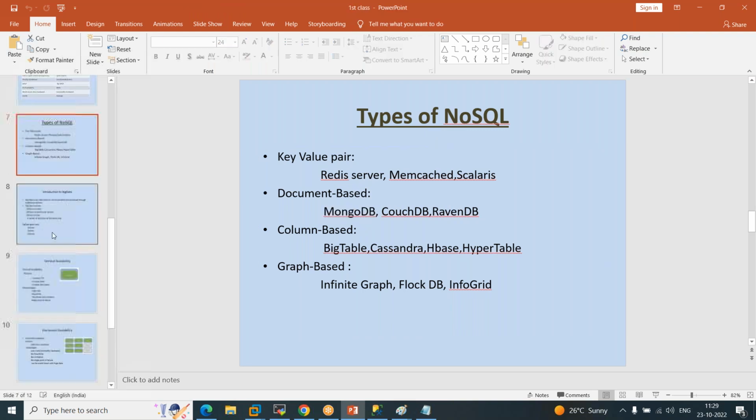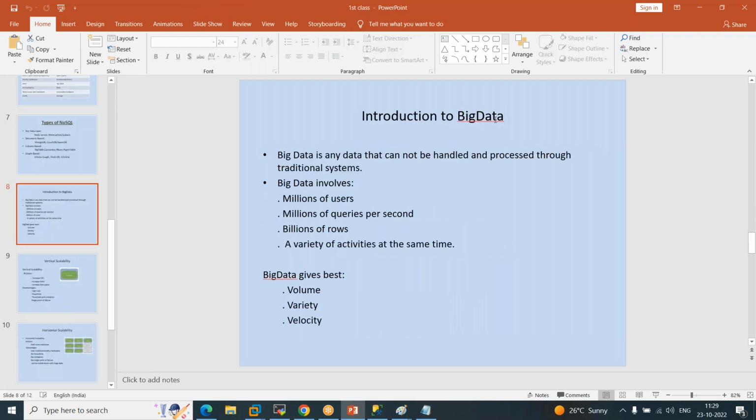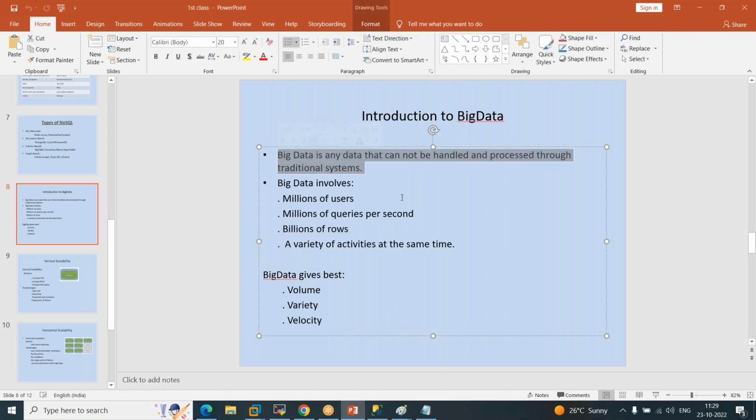All right, introduction to big data. What exactly is it, I was already talking about. Big data is any data that cannot be handled and processed through a single traditional system. You cannot do that in a single system because you have to run on a group of servers in parallel. Then only can you manage big data. It involves millions of users at one go, millions of queries running per second, and billions of rows pulled in, both in parallel. This can be handled only through the NoSQL family, not the RDBMS for sure.